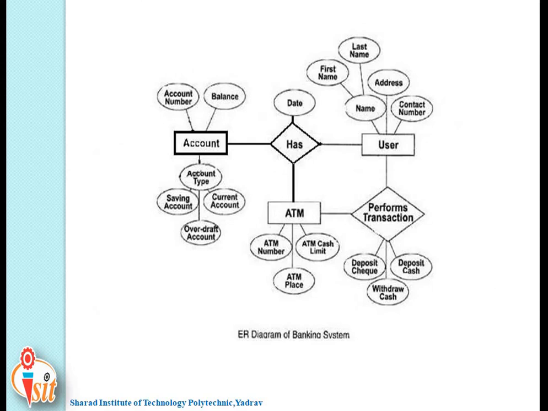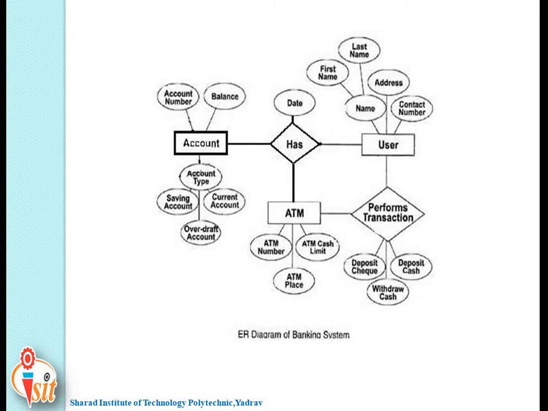Now we will see the second diagram, that is the ER diagram of the banking system. As usual, an ER diagram is known as an entity relationship diagram. It is used to analyze the structure of a database. It shows the relationship between entities and their attributes. An ER model provides a means of communication.